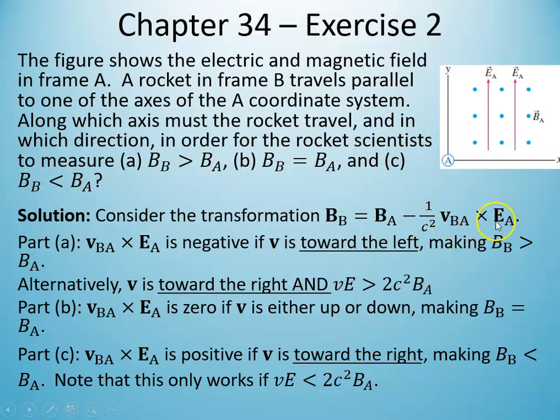Moving toward the right will make this cross product positive, and you'll be subtracting a positive number, and that'll be okay as long as you're not moving to the right too fast. In other words, kind of the opposite condition of what we noted in part A. So as long as you're not going too fast, you're not going to end up making this too negative. So those are the three possible situations for this problem.